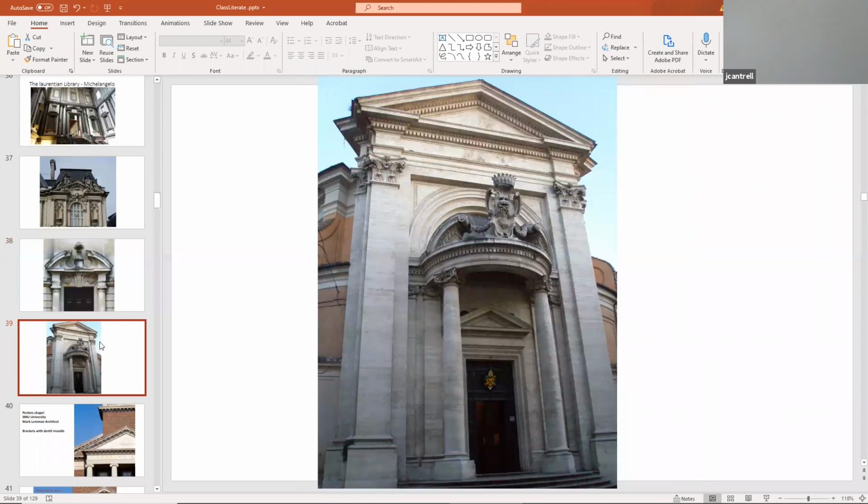So we're going to be talking about different views. This is a wonderful, I think this is by Bernini, San Andrea. We see that the pediment is broken by the family crest, and of course it has a curved portico in the front.